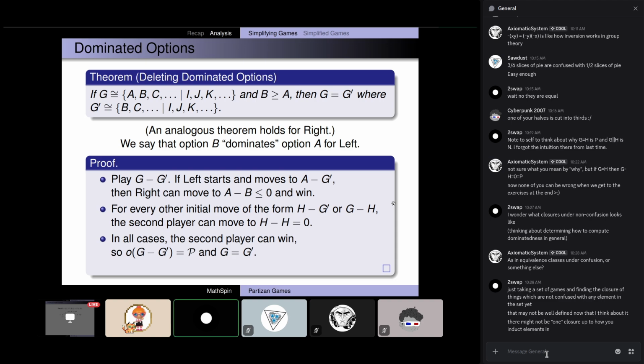Just to check that I'm integrating this knowledge correctly, this wouldn't actually help us with the case of 0 being equal to star plus star, right? That's still equal to 0, but we can't show it using this proof. Correct. Yeah, star plus star does not have dominated options to delete.